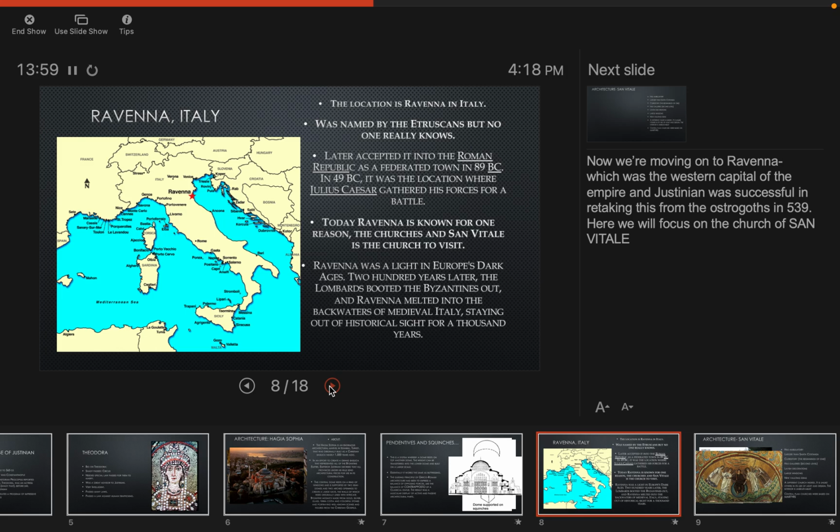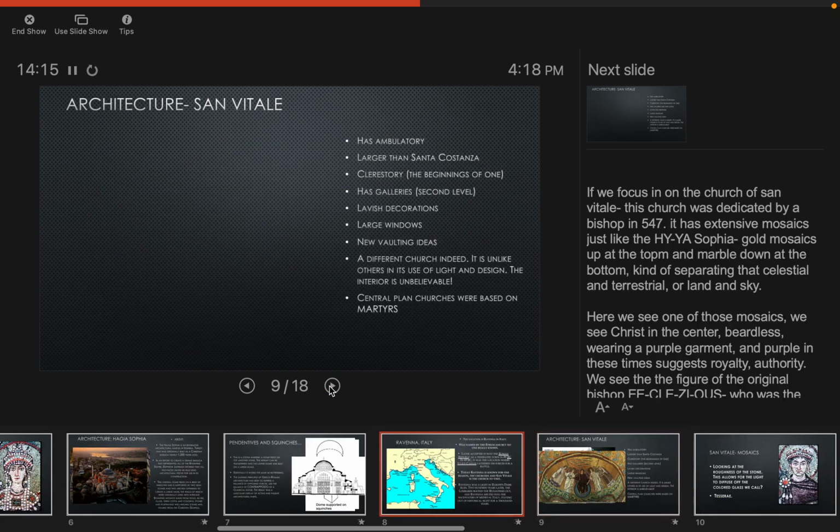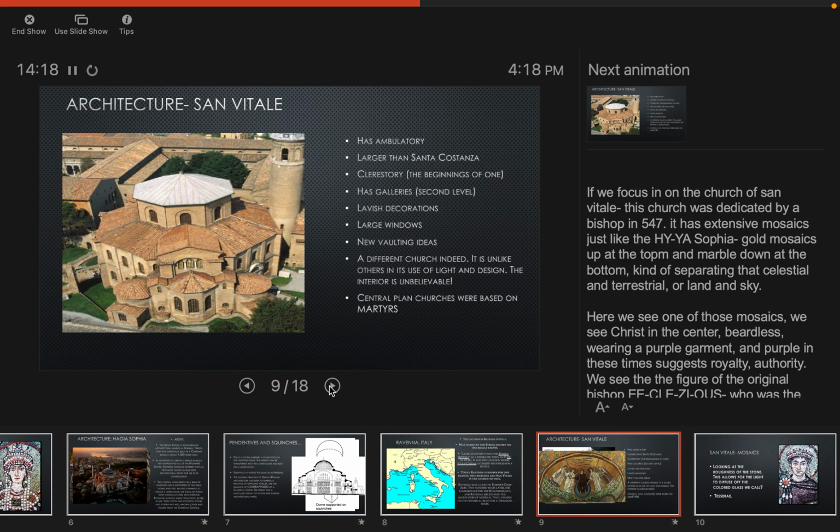Ravenna was a light in Europe's dark ages. 200 years later, the Lombards booted the Byzantines out, and Ravenna melted into the backwaters of medieval Italy, staying out of historical sight for 1,000 years. And this is how it looks.